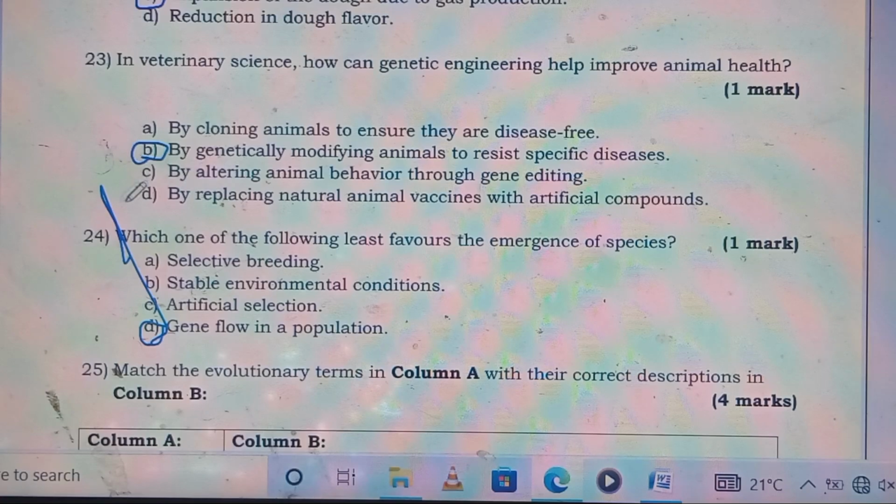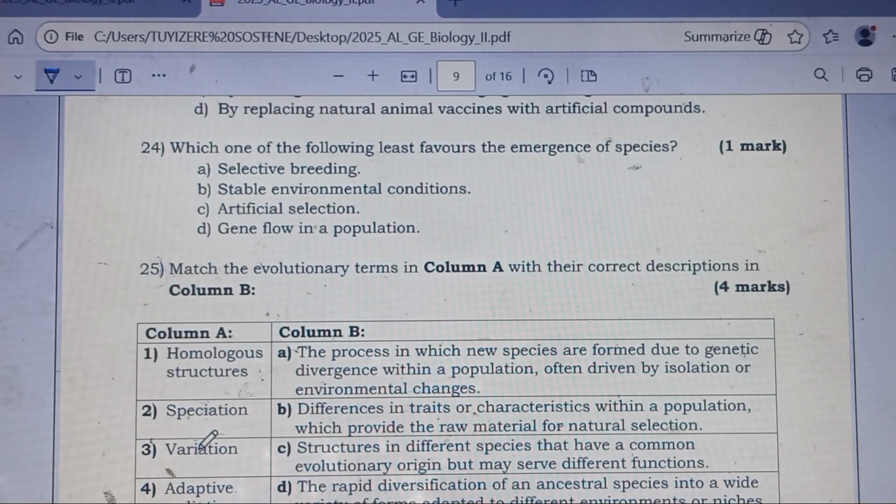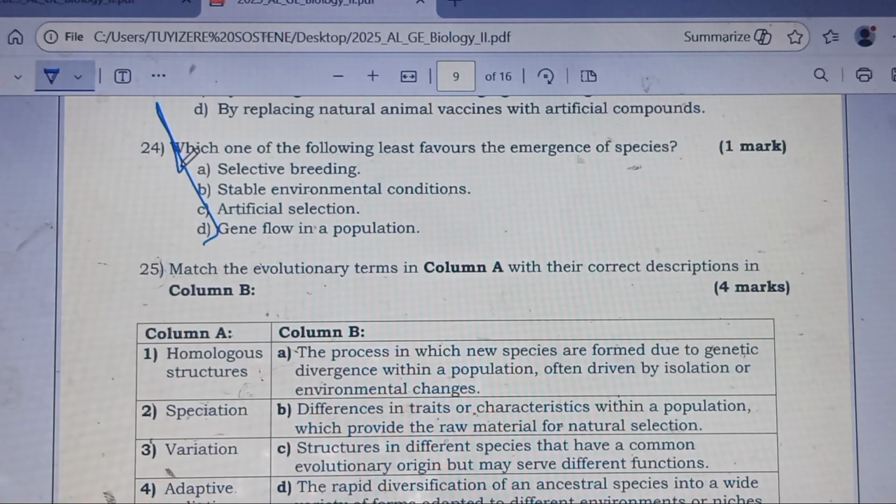Question number 23. In veterinary science, how can genetic engineering help to improve animal health? The correct answer is B, by genetically modifying animals to resist specific diseases. Question number 24. Which of the following least favors the emergence of a species? A. Selective breeding. B. Stable environmental conditions. C. Artificial selection. D. Gene flow in a population. For question number 24, the correct answer is D. Sorry, it is D. Gene flow in a population.